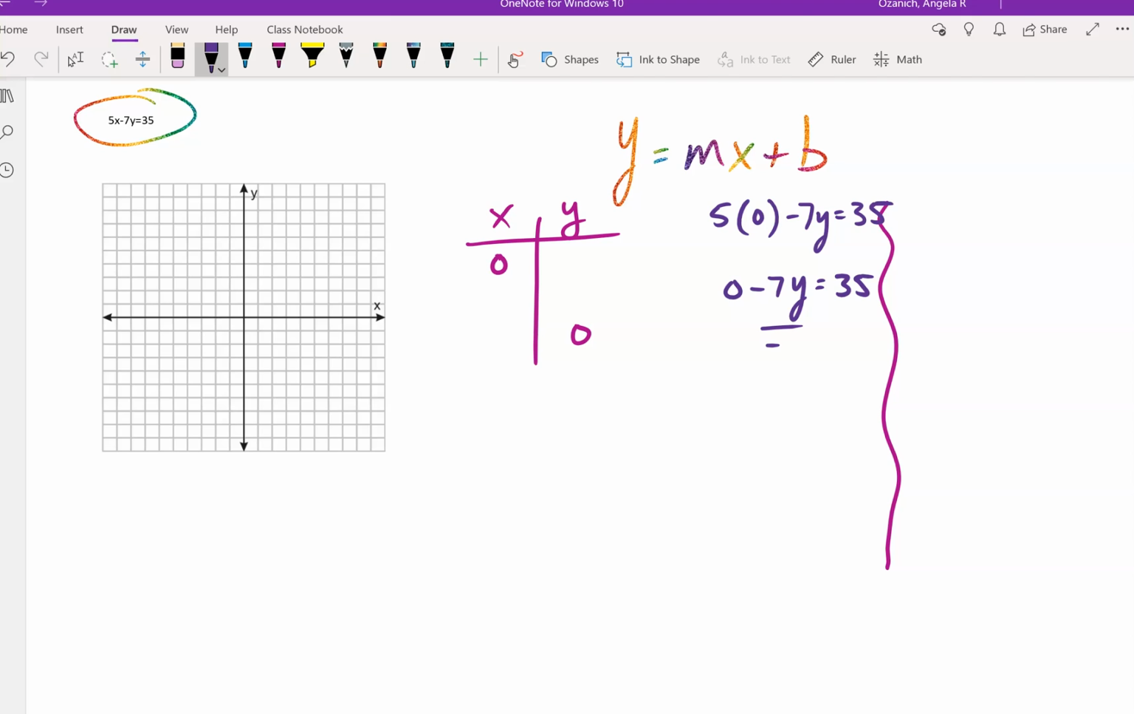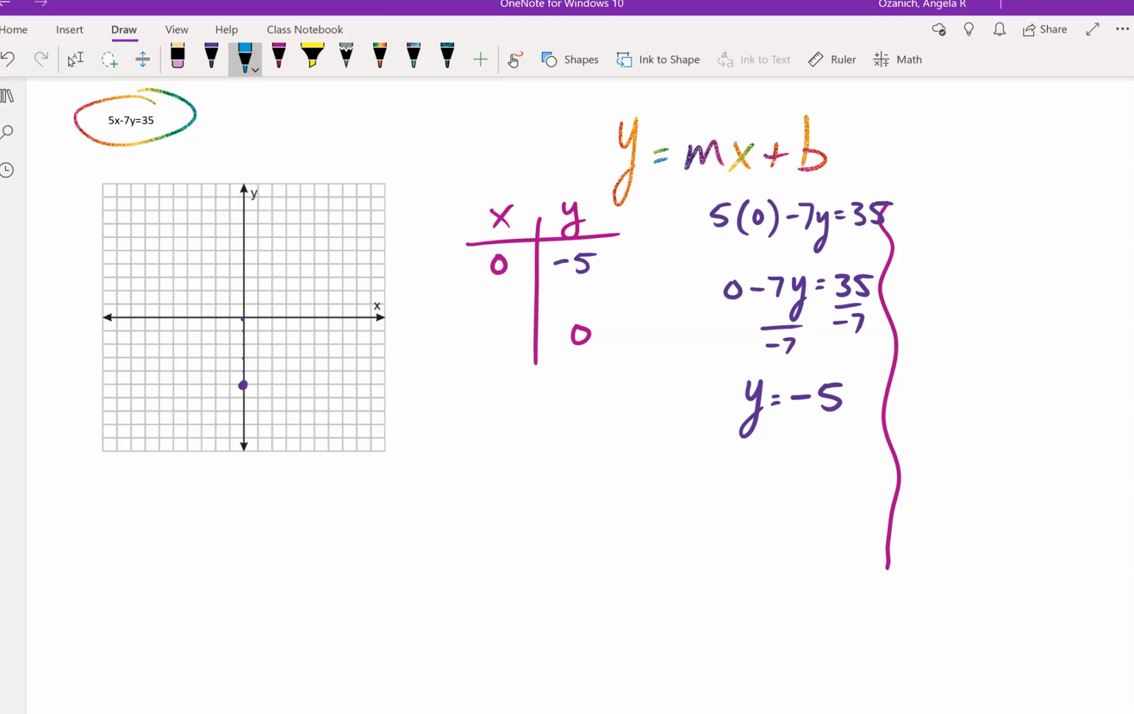And if we divide both sides by a negative 7, don't forget your positive divided by your negative is going to be a negative. So y is negative 5. Perfect. So that's going to be one of our coordinate points. 0, 1, 2, 3, 4, negative 5. That's going to be one of our points.